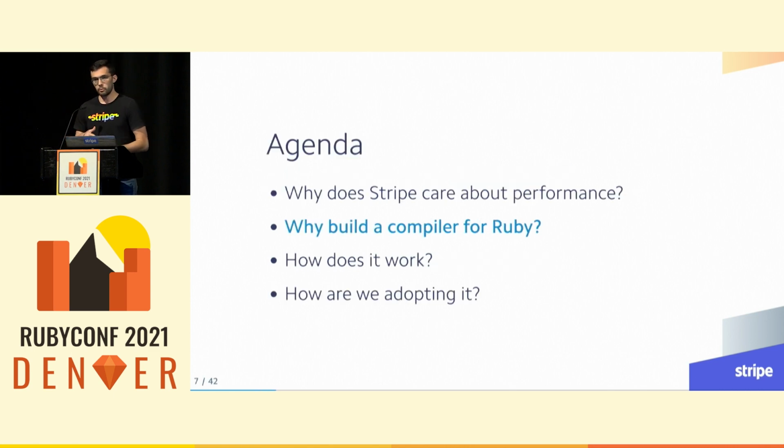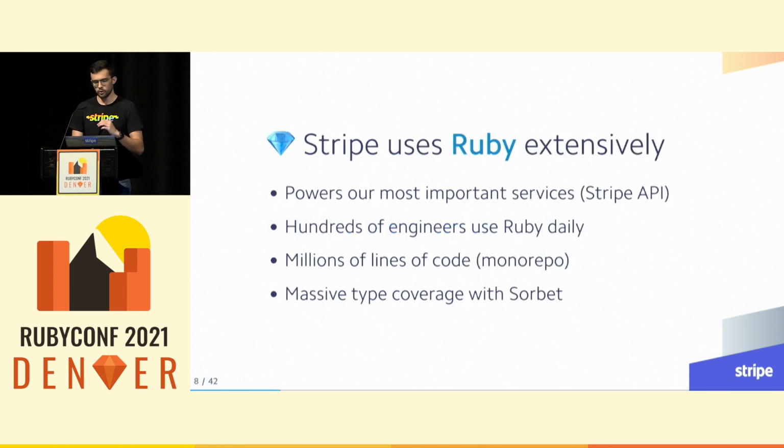So that's a little bit about why Stripe cares about performance, but that doesn't really answer the question of why we think we need to build a compiler for Ruby to address that performance. So some more background is Stripe uses Ruby extensively. It powers our most important services, including the Stripe API. Hundreds of engineers are writing Ruby at Stripe daily, amounting to editing millions of lines of code that's organized in a monorepo. And one key note here is that Stripe's Ruby is, again, very, very heavily typed.